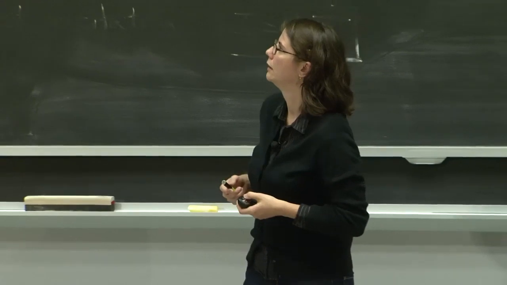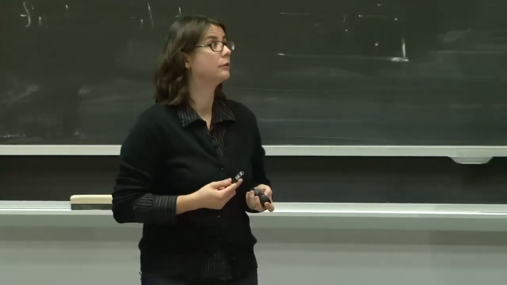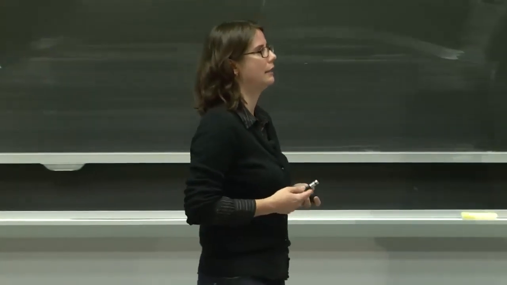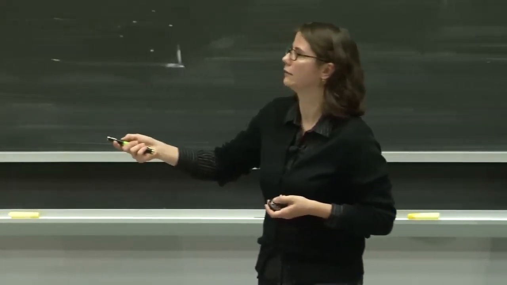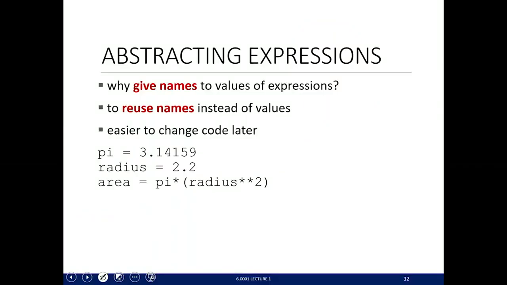Okay? So why do we want to give names to expressions? Well, you want to reuse the names instead of the values. And it makes your code look a lot nicer. So this is a piece of code that calculates the area of a circle. And notice I've assigned a variable pi to 3.159. I've assigned another variable called radius to be 2.2.